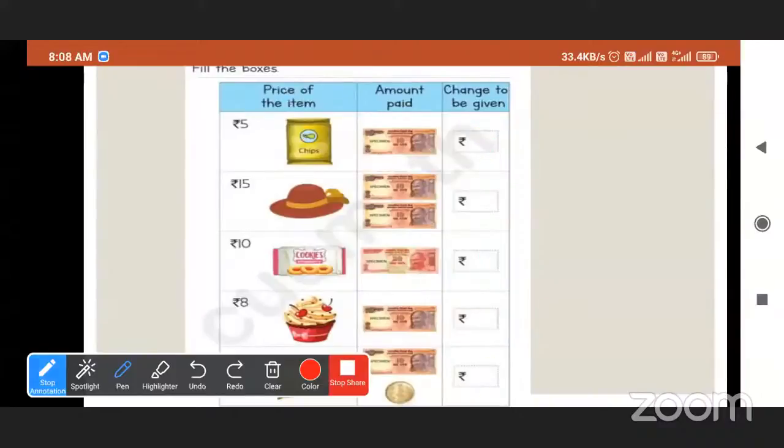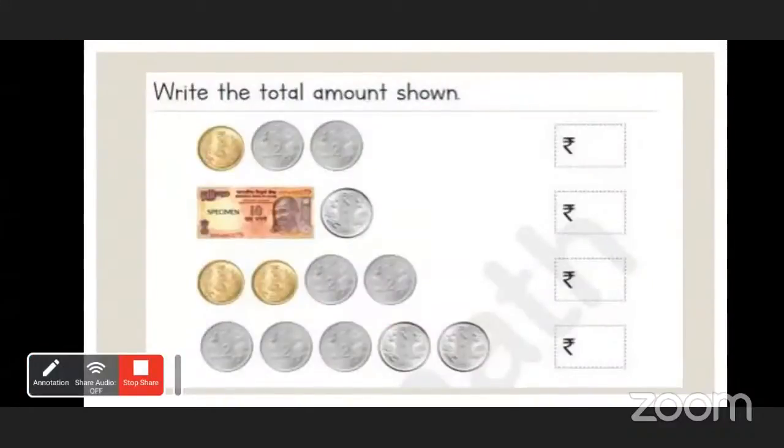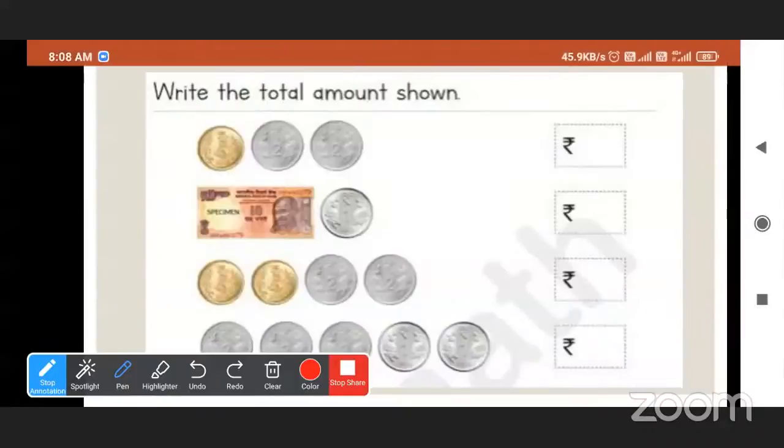Very good. Now write the total amount shown. Now see the first picture, first row. What is the total amount? Here the first coin is 5 rupees, second one is 2 and third one is 2. So what is the total amount? 5 plus 2 plus 2. 9 rupees. Okay, good. 5 plus 2 is 7 and 7 plus 2 is 9.